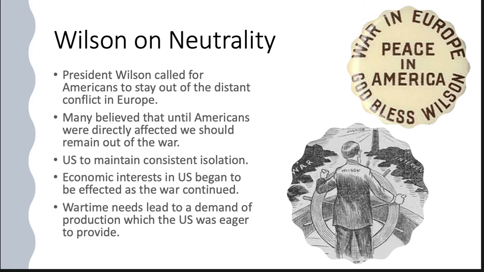The United States tries to maintain this consistent isolation as far as the war efforts are concerned, but our economic interests begin to become affected as the war continues because remember, our trading partners are Europe. It is all of Europe. And the wartime needs lead to a demand of production, which the United States is pretty eager to provide. And we don't care who needs the help, who needs the wartime supplies. We start producing it. Because remember, the United States wants to grow that wallet. We want to take that money.